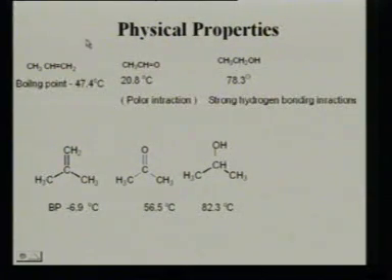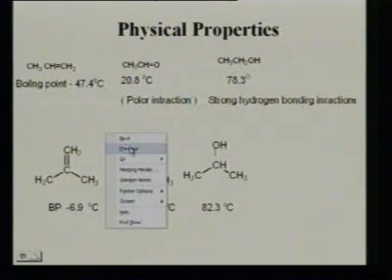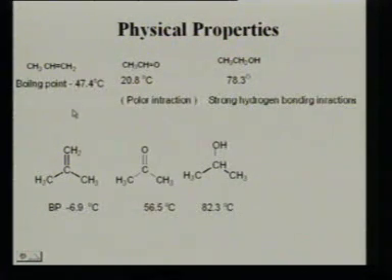Before going to the detail of the chemical behaviors of the carbonyl compound, let us study some physical properties and spectral properties. Physical properties. Here we have taken a few examples, like this is propene, and next is propanal and propanol, and we have taken these examples to compare their boiling points. You see, propene has a boiling point of -47, propanal has 28.8 degrees, and propanol has 78.3.